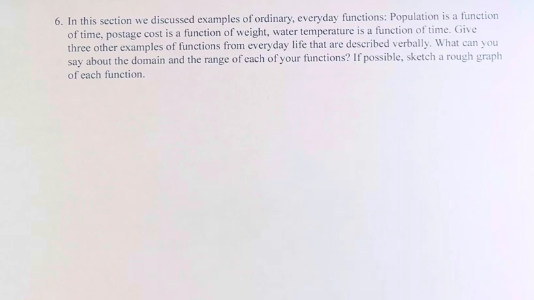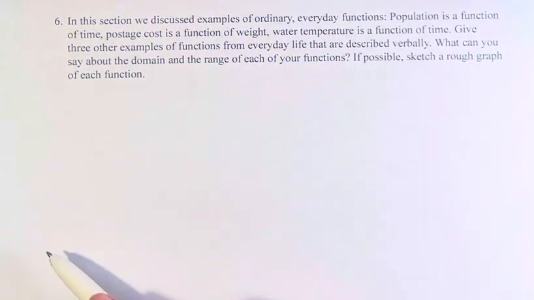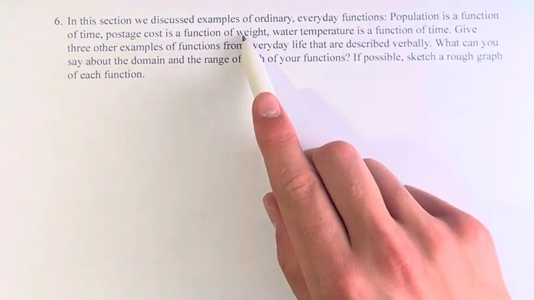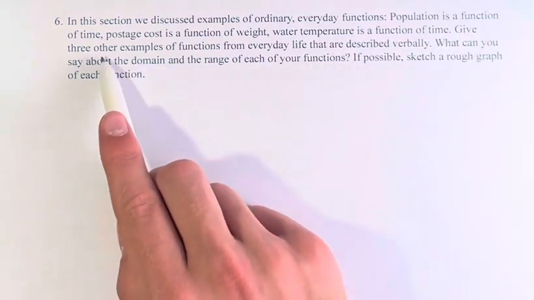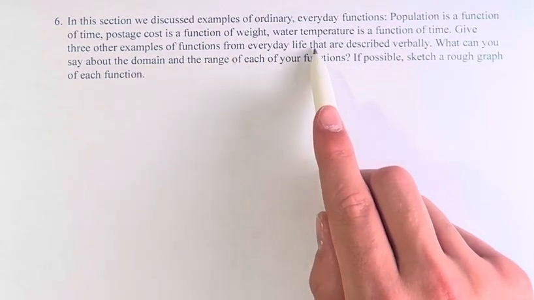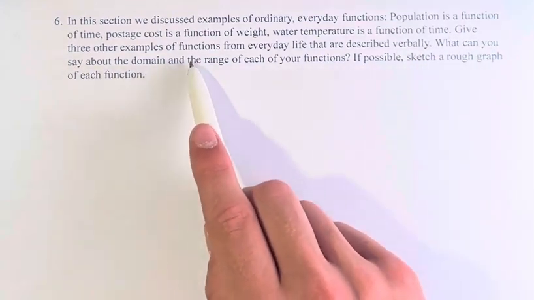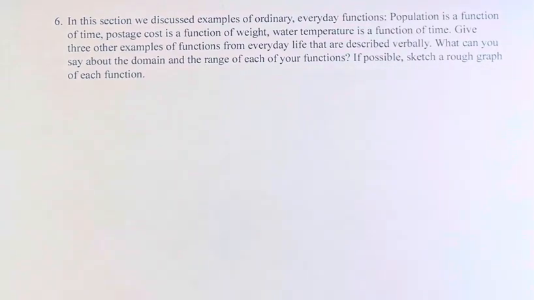In this problem, we're told that in this section we discussed examples of ordinary everyday functions. Population is a function of time, postage cost is a function of weight, and water temperature is a function of time. And we're asked to give 3 other examples of functions from everyday life that are described verbally. We're asked what can you say about the domain and range of each of these functions, and if possible, sketch a rough graph of the function.